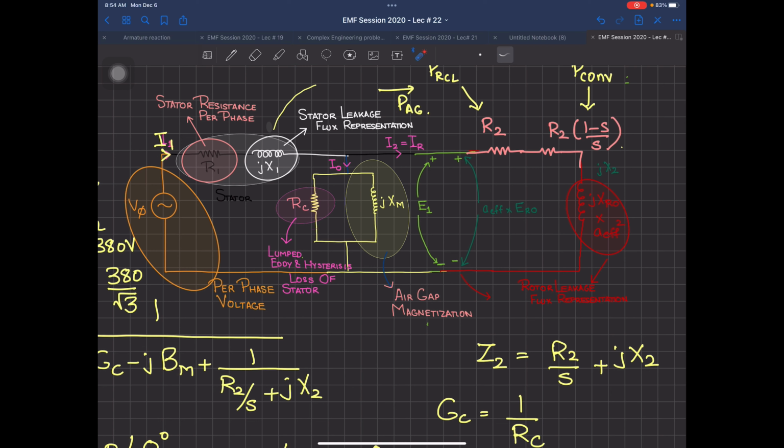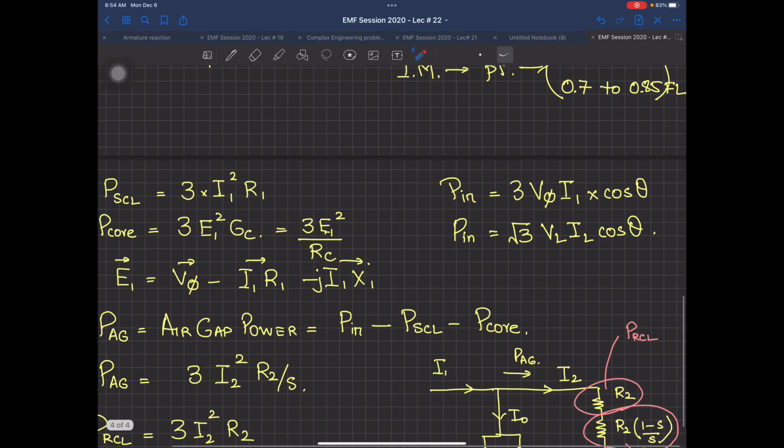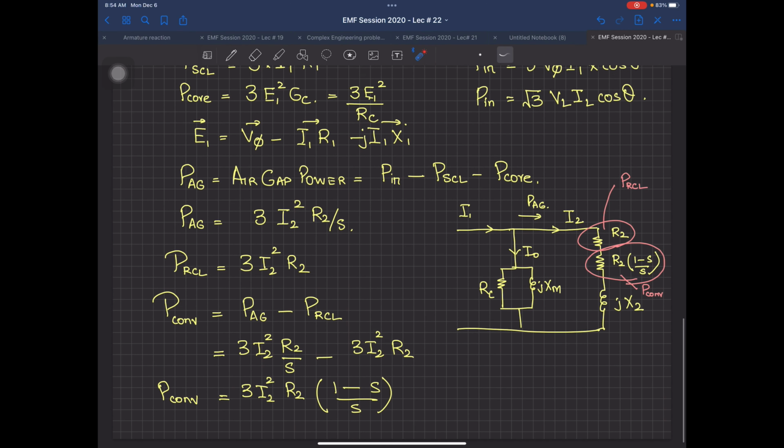So practically now your machine is still having R2, practically it is still having jX2, but this is the rotor load, that is the mechanical load. So what we have done here, the mechanical load is converted into an electrical resistance over there, and that resistance is over here equal to R2 (1 minus S) over S in this case.